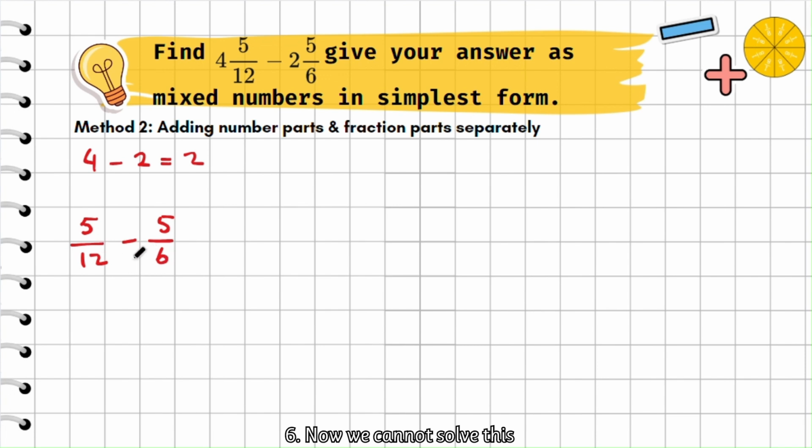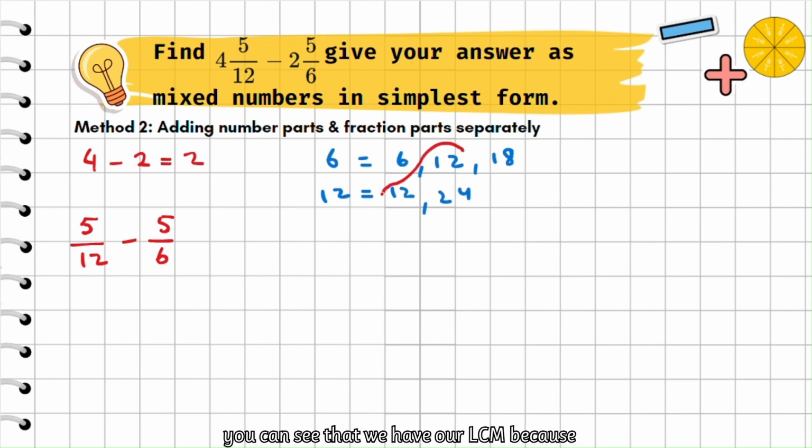Now we cannot solve this until we have a common denominator. So to do that, we are going to find the LCM by writing the multiples of both the denominators. The multiples of 6 are 6, 12, 18, and so on. The multiples of 12 are 12, 24, and so on. Now you can see that we have our LCM because 12 is the lowest number which is common in both 6 and 12.